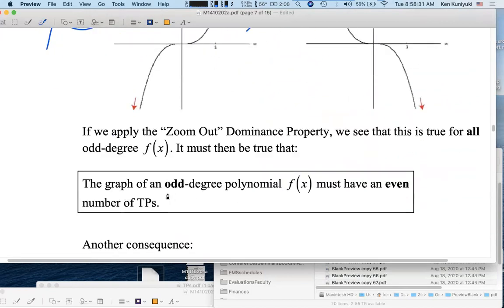The graph of an odd degree polynomial must have an even number of turning points. Notice the parities here are different. A parity means odd versus even.